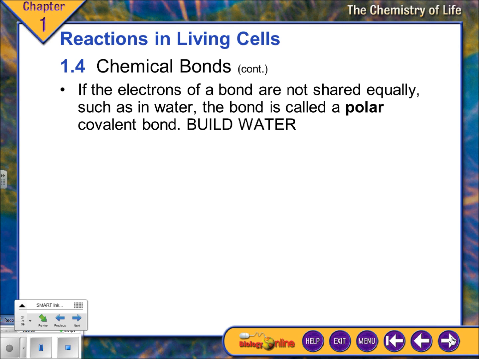So right now I want you guys to build water. Each person, there are enough little model pieces in there. Each person build water. You need to know your formula.